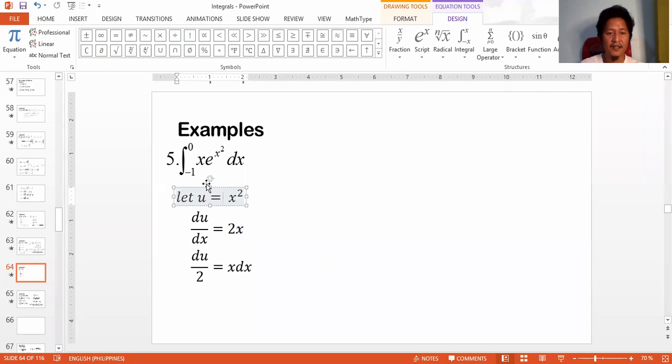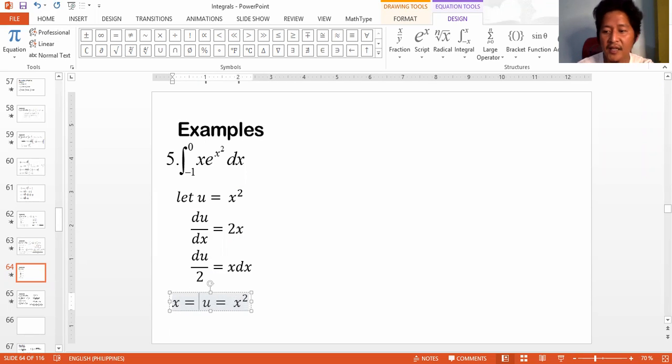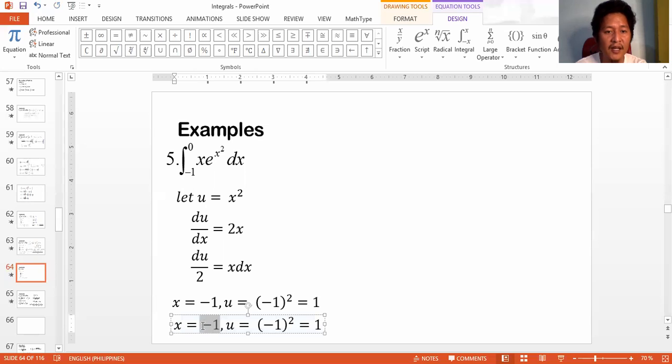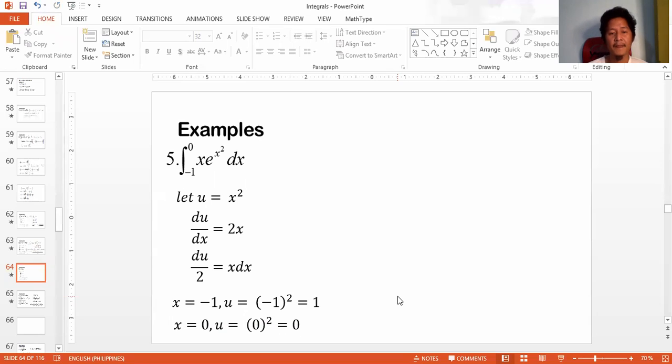O, ganun ulit. Si lower limit natin ay negative 1. So, ano magiging value ni u? So, u natin will be negative 1 raised to 2. Okay. So, negative 1 squared will just be 1. And then, when x is yung upper limit natin na 0, so, ito ay magiging 0 lang siya. So, 0 raised to 2 is also 0. So, ito na ay magiging itsura ng ating integral.